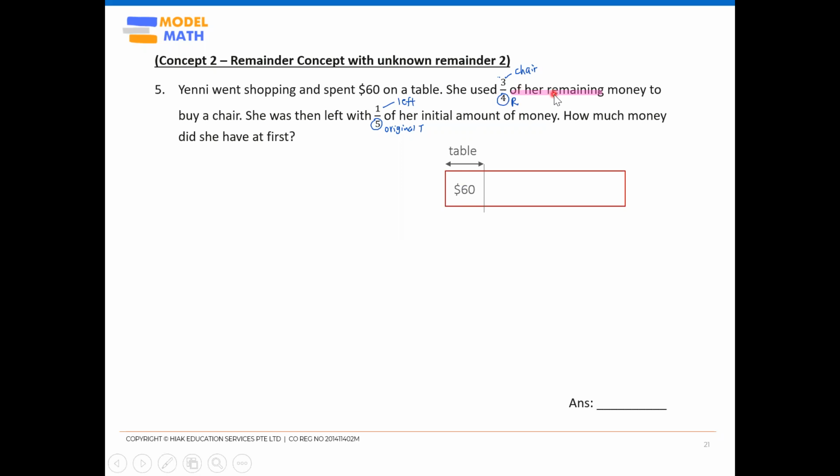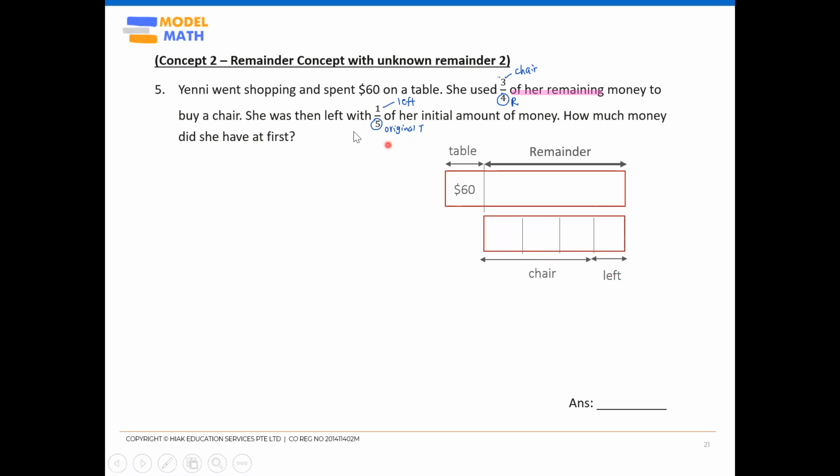Now, if you read on, the next thing is to identify your remainder first. The remainder, of course, is the remaining part here. Let's redraw the remainder layer like what we usually do. This remainder layer I can cut into 4 parts, as I've observed here. Out of these 4 parts, 3 parts are used for the chair. And whatever you see left is, of course, your leftover money.